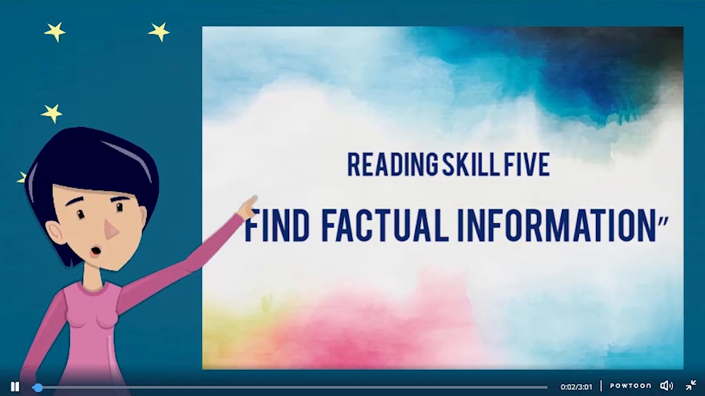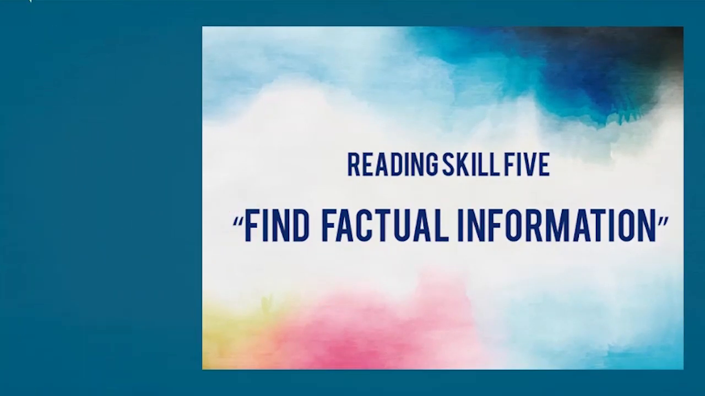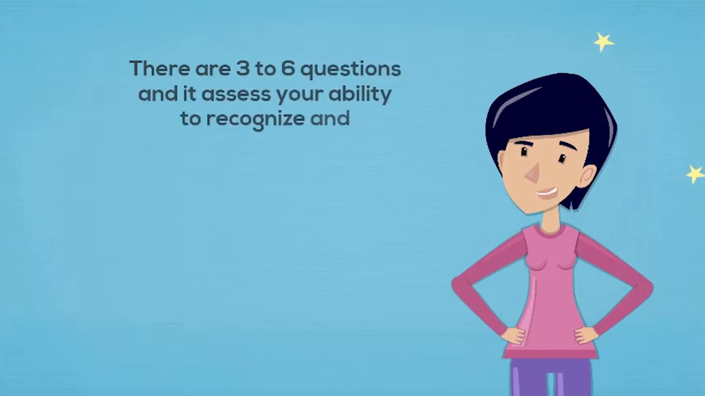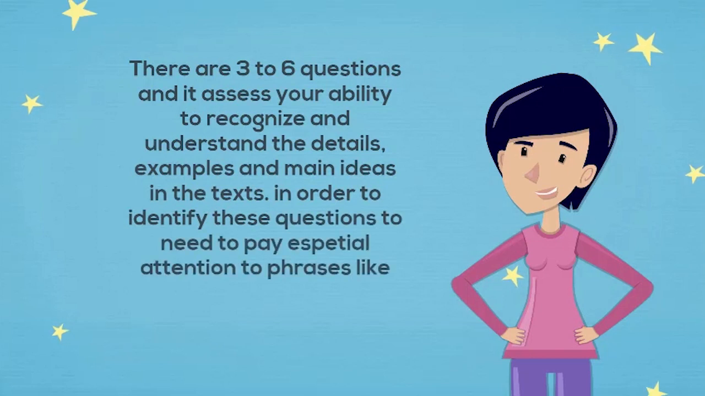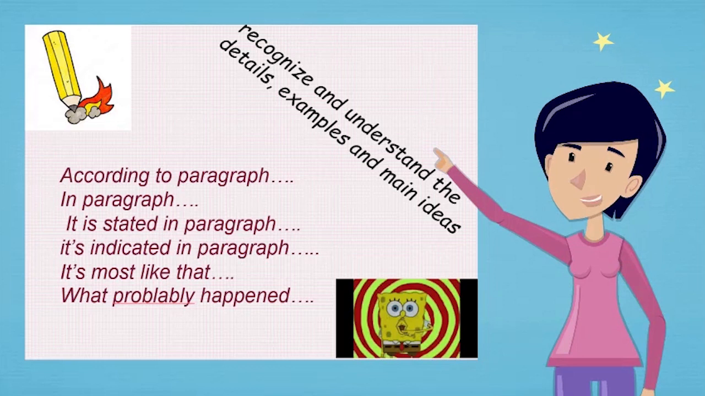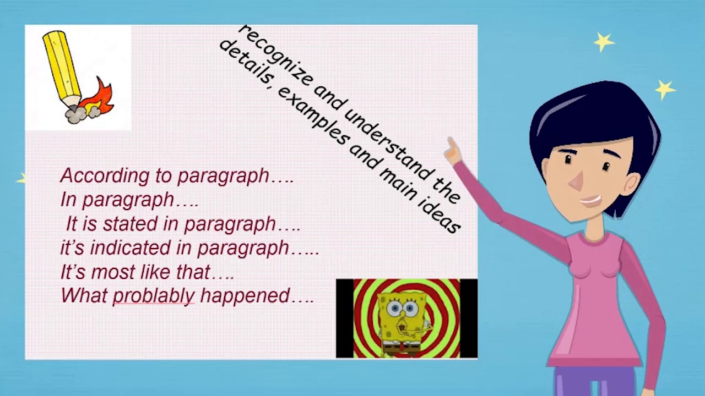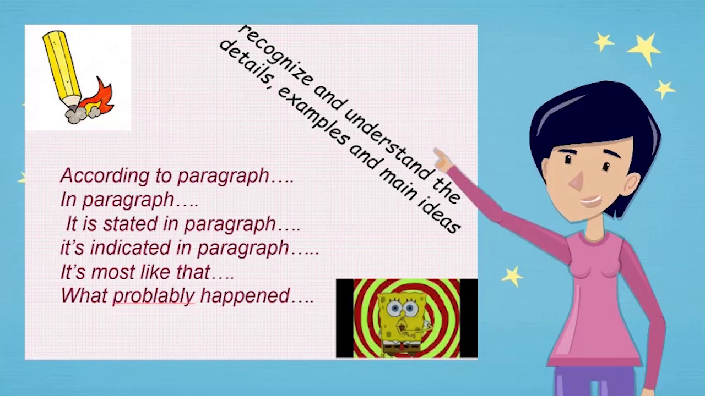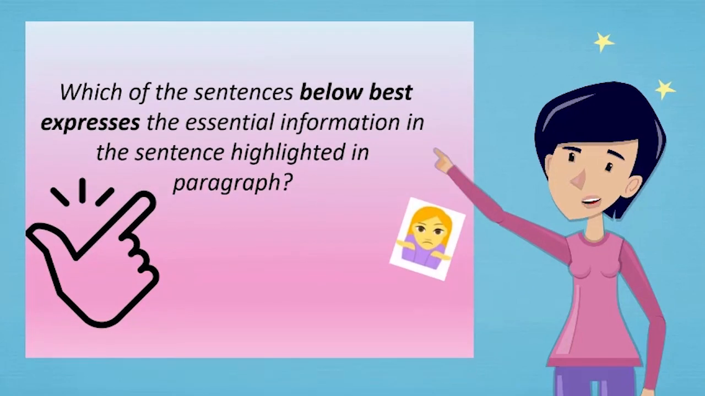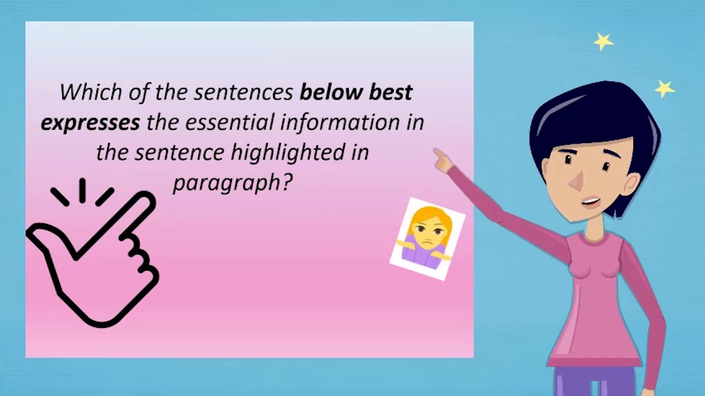Reading skill 5. Find factual information. There are 3 to 6 questions, and it assesses your ability to recognize and understand the details, examples, and main ideas in the text. In order to identify these questions, you need to pay attention to phrases like "according to paragraph," "in paragraph," "it is stated in paragraph," "it is indicated in paragraph," "it's most likely that," "what probably happened." All of these phrases are going to guide you in order for you to identify the kind of questions you have.